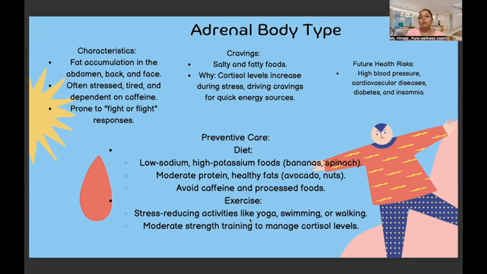And we need to go only with healthy fats like avocados and nuts, and we have to compulsorily avoid caffeine and processed foods. And when coming to exercise, we can follow some stress reducing activities like yoga, swimming, walking, and moderate strength training can also be done to manage cortisol levels.